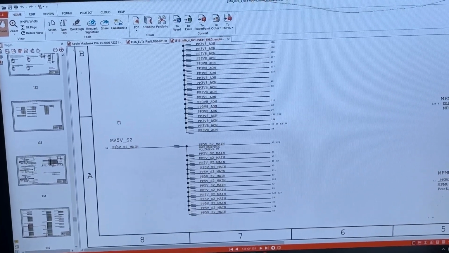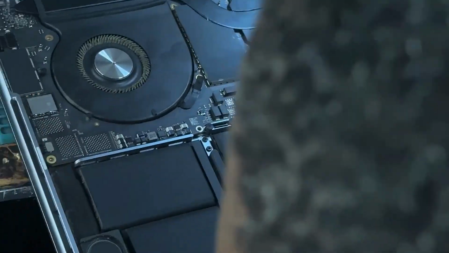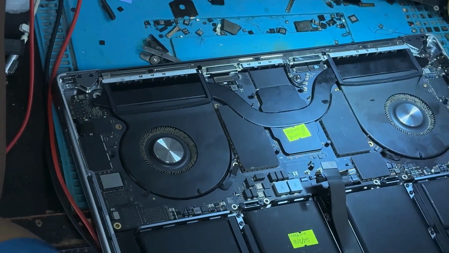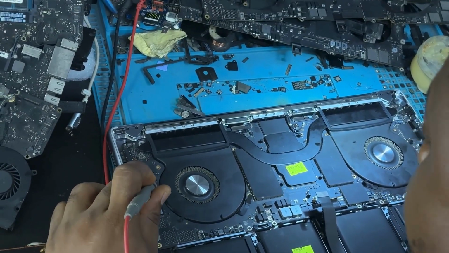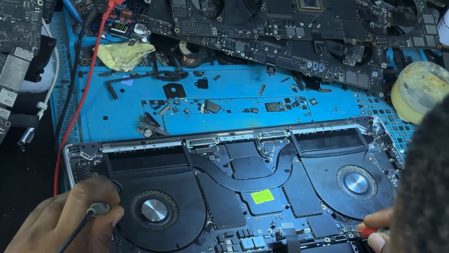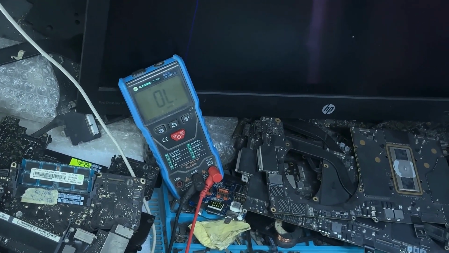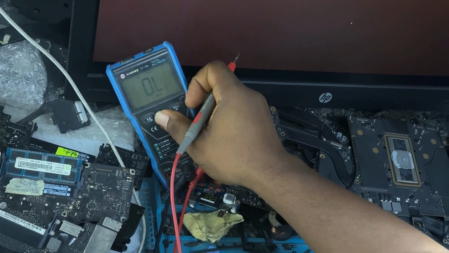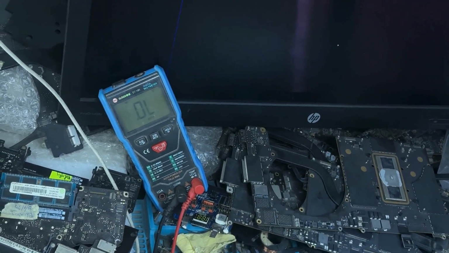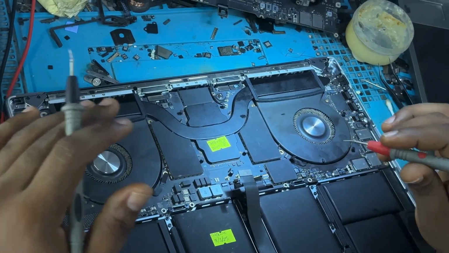But where we discovered it is not present is PP5VX2. This voltage is missing on the motherboard. With the meter on continuity, it was giving us 0.00.